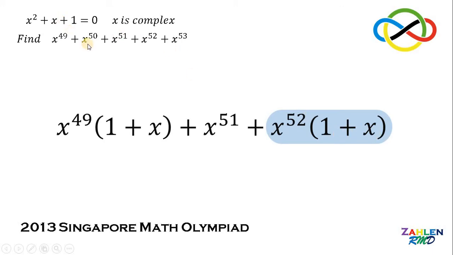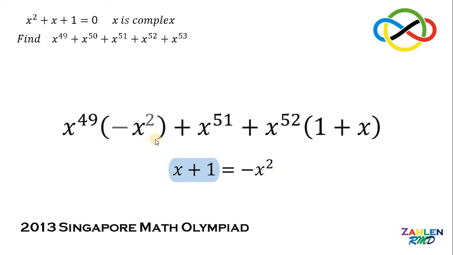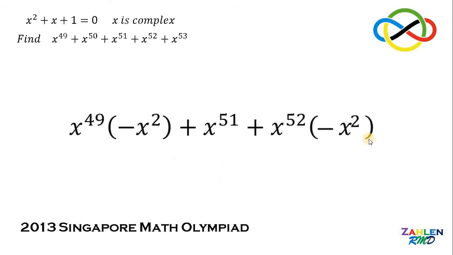Now let's have our given equation right here, that x squared plus x plus 1 equals 0. Now take note that we have here x plus 1, and this is the same thing as 1 plus x. And the value of 1 plus x, or x plus 1, is negative x squared. Therefore, this 1 plus x is the same thing as negative x squared. Also, this 1 plus x, or x plus 1, is just negative x squared.